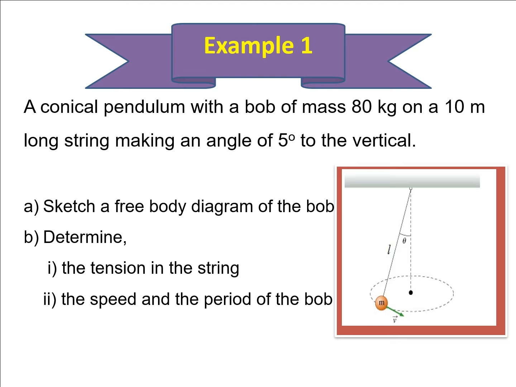Tengok contoh nombor 1, sama dalam modul. Okay, cuma dalam modul dia terbalik. Dia punya bob ni, pendulum bob ni, dia duduk dekat belah kanan. Yang dalam figure ni belah kiri. Never mind lah. A conical pendulum with a bob of mass 80 kg on a 10 meter long string make an angle 5 degree to the vertical. Sketch a free body diagram of the bob, and then B disuruh cari tension and speed and period. Tension, speed and period.